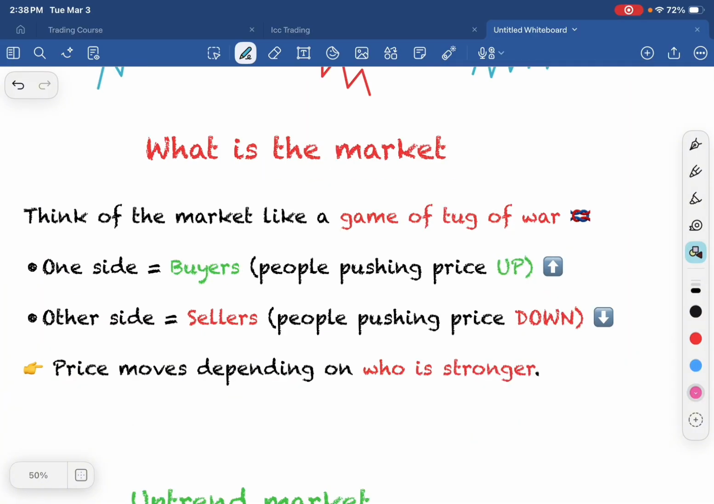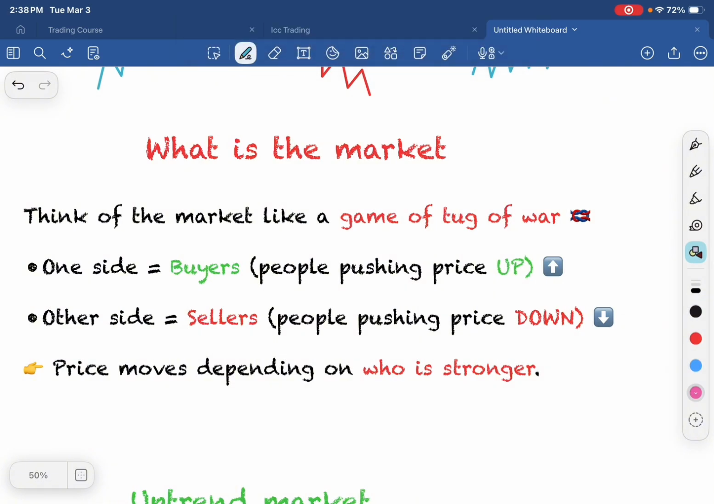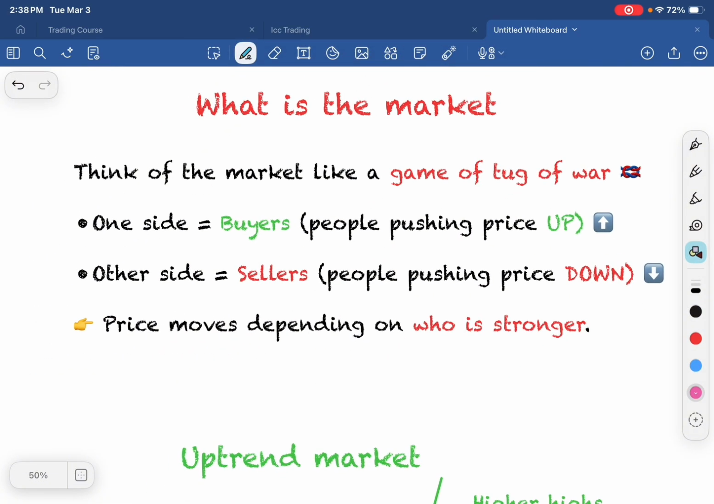So think of the market like a game of tug of war. One side are buyers that push the price up. The other side consists of sellers that push the price down, and price moves depending on who is stronger. If buyers are more in the market, it will go up. If sellers are more, it will go down. And if buyers and sellers don't know what to do, then the market will consolidate or move sideways.